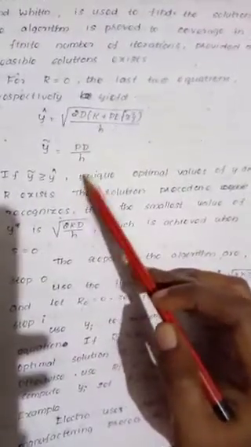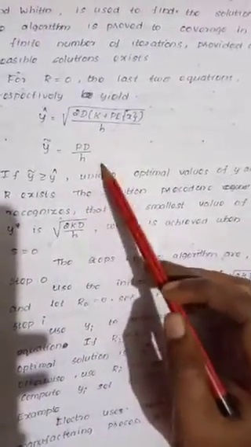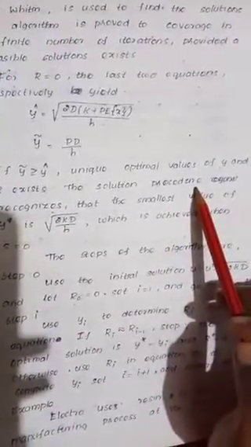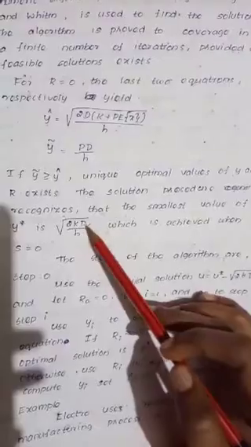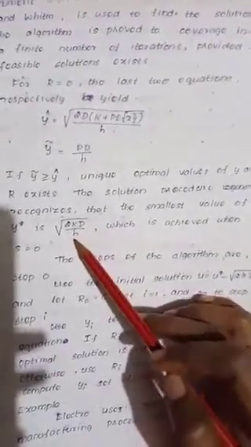Y tilde is greater than or equal to y cap, so the optimal values of y and r exist. The solution procedure recognizes that the smallest value of y star is root of 2DK by h, which is achieved when s is equal to 0. When s is equal to 0, we get the smallest value of y star, which is root of 2KD by h.